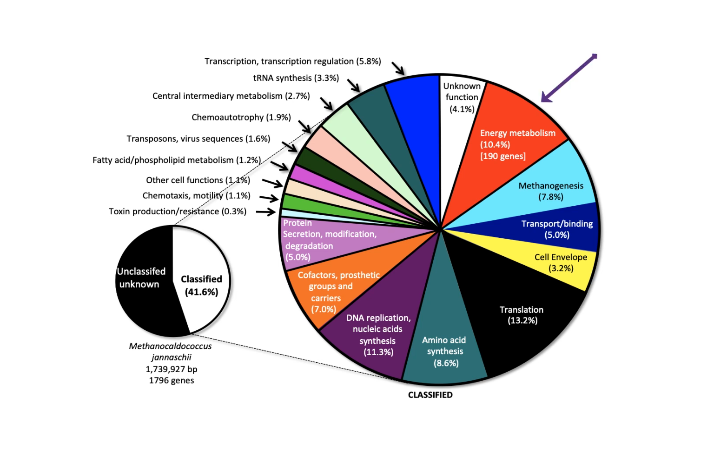So energy metabolism, about 10%. Methanogenesis, which is how it's then getting its carbon compounds, 7.8%. And then you have translation, transcription, DNA replication, etc., making up a significant portion of the genome. Part of the reason is that the systems for transcription, translation, and DNA replication are more complex than in bacteria, and those actually carry over into eukaryotes later as well.